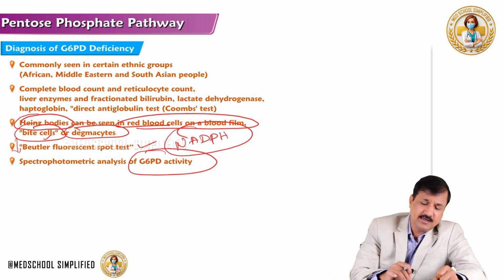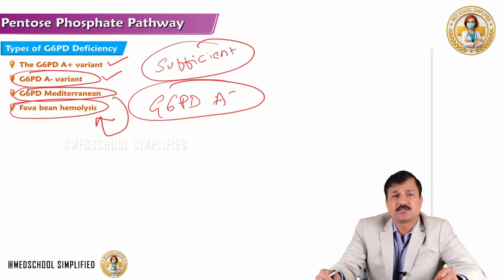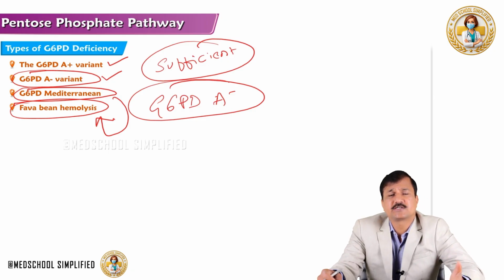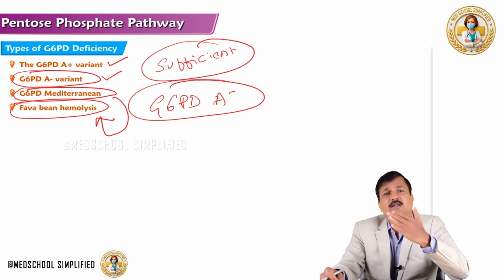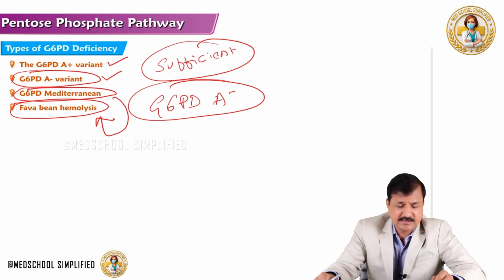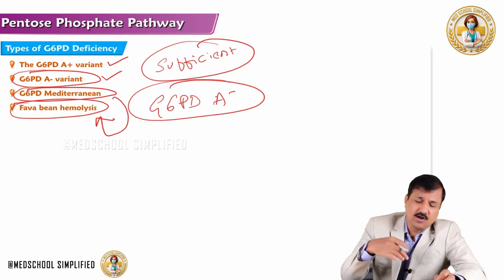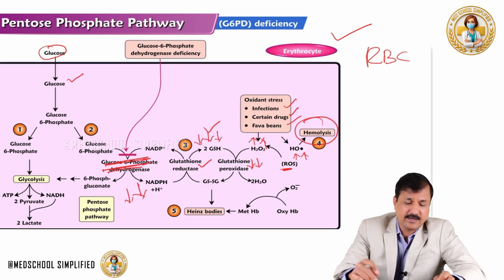So these are all the diagnostic tests that we can use to diagnose G6PD deficiency, including family history and any triggering events that you will have to look for, and then complete blood count, liver enzymes, bilirubin estimation, haptoglobin estimation, and also the Beutler fluorescent spot test. So a variety of tests, and then Heinz bodies, bite cells, degmacytes. All this will help in our diagnosis process.